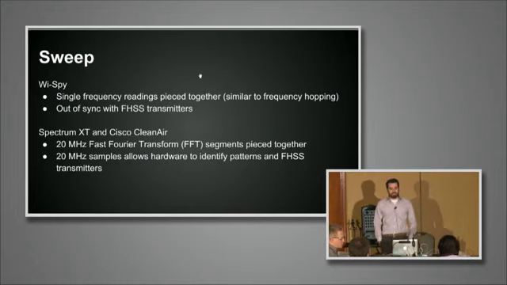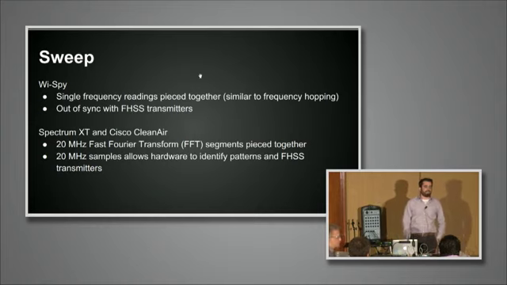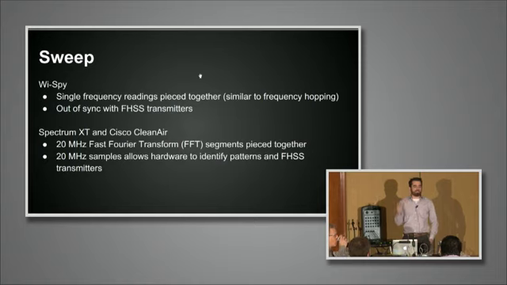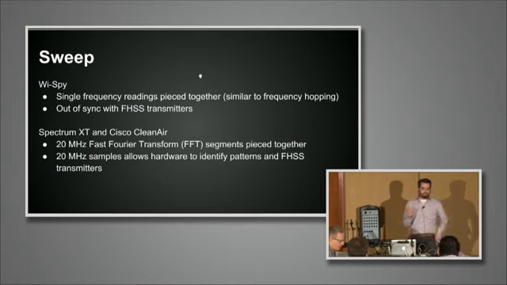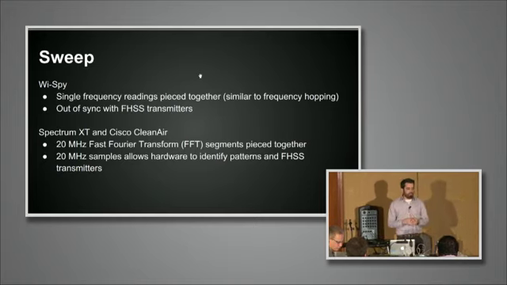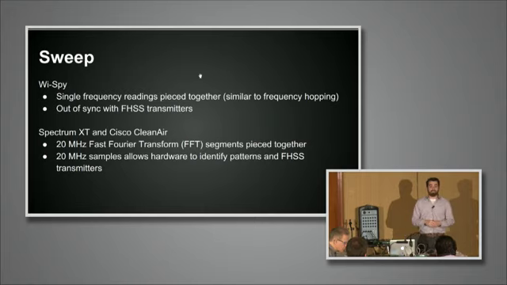The YSpy, if you're familiar with how Bluetooth works, that's kind of how the YSpy is doing it. It is essentially doing a frequency hop at each single step to take a reading. Whereas the Spectrum XT and the Cisco Clean Air are going to do a very small width of fast Fourier transform, where they are actually listening on 20 megahertz, whereas the YSpy is looking at one step at a time and piecing it all together. Now the problem with doing single frequency readings is that you can get out of sync with a Bluetooth device or some other device that's also frequency hopping.